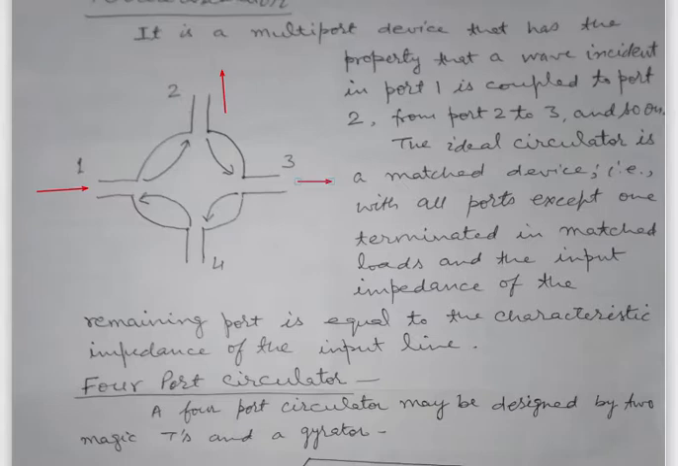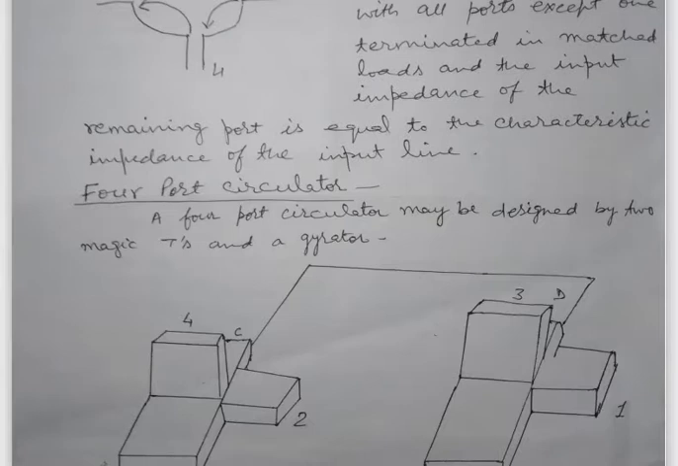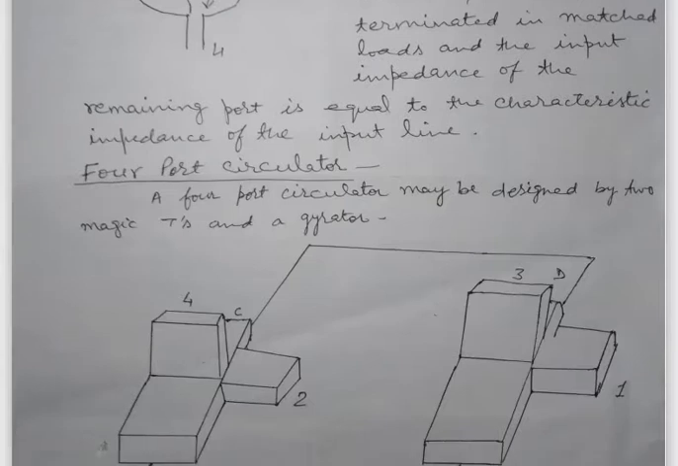An ideal circulator is also a matched device, that is, with all ports except one terminated in matched loads, the input impedance of the remaining port is equal to the characteristic impedance of the input transmission line. Now we will discuss the working of a 4-port circulator.